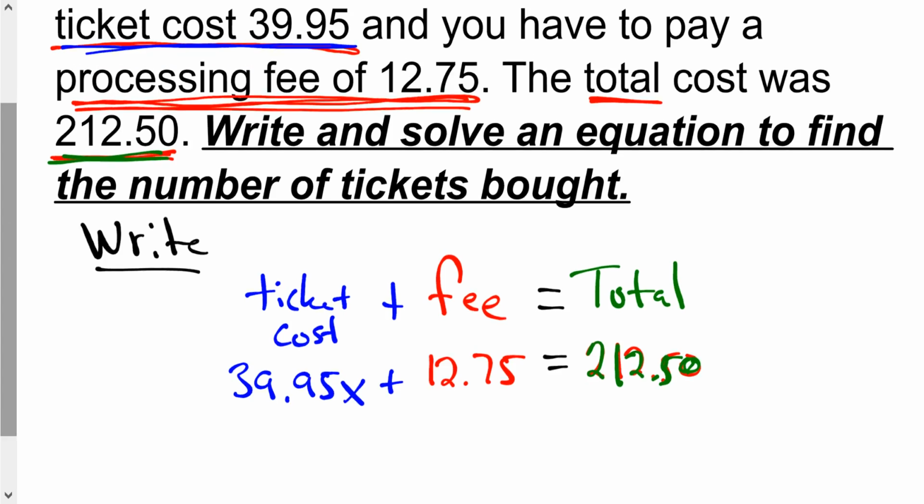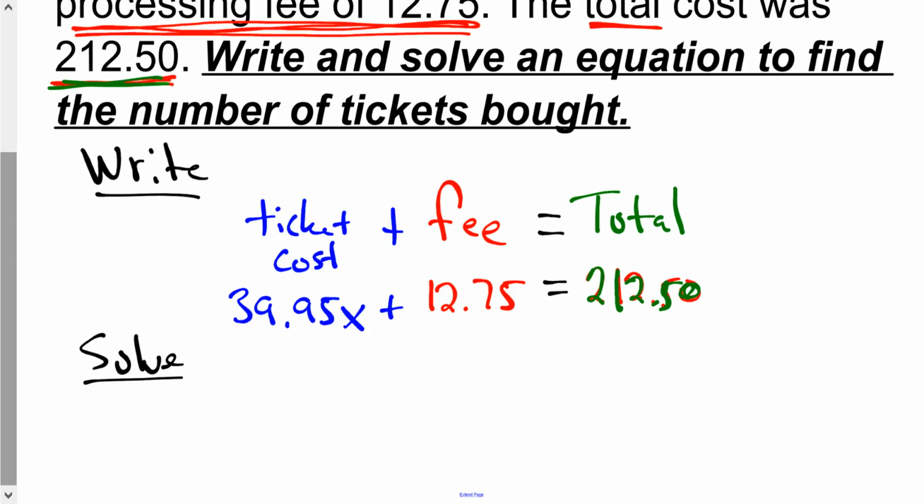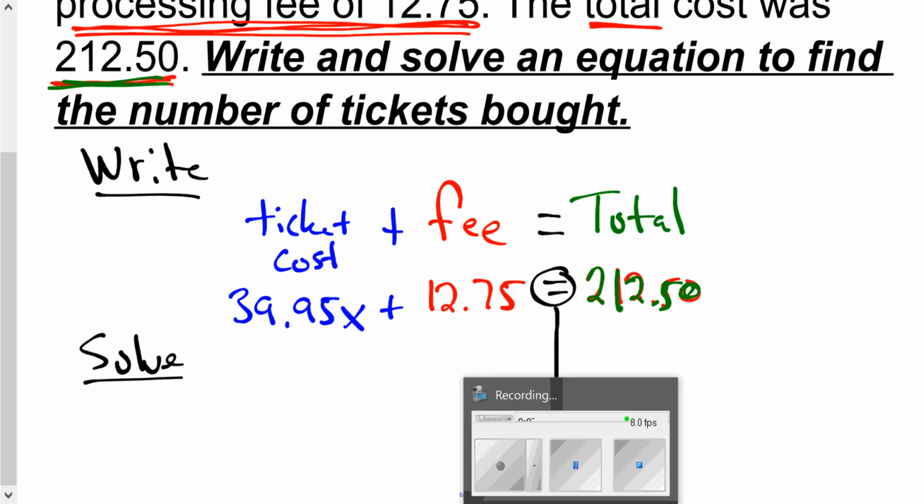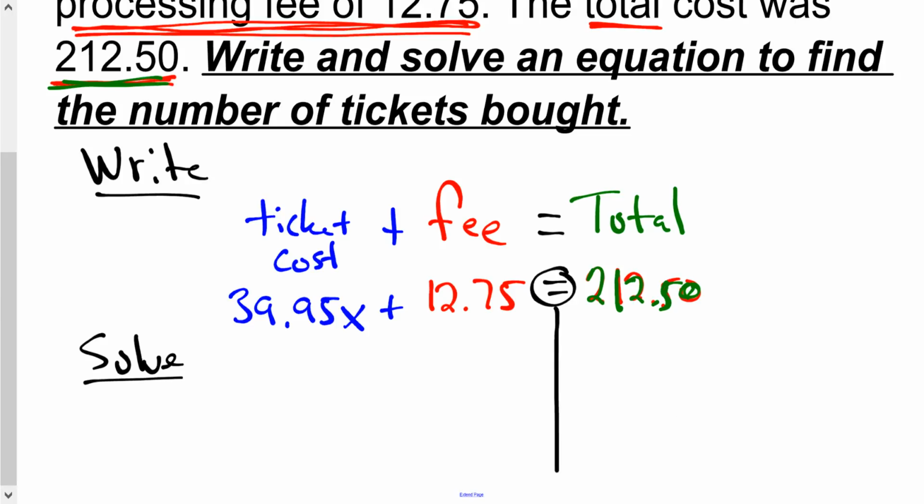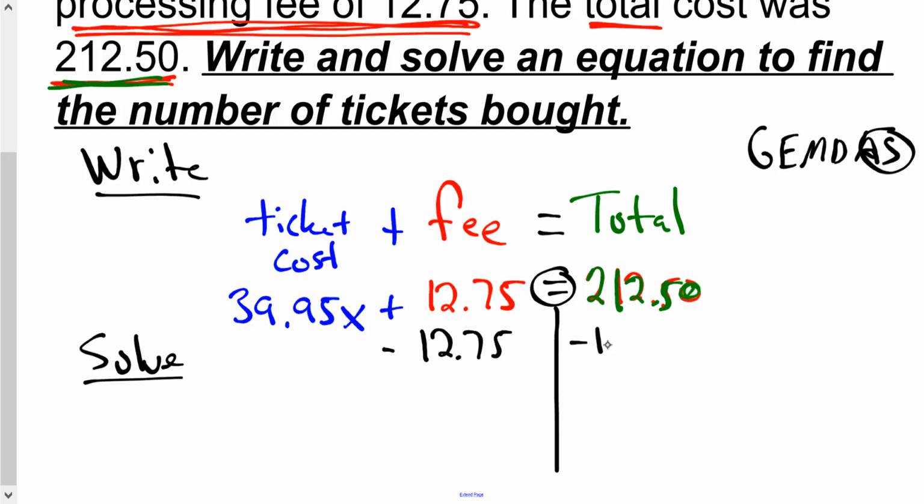All right, so where we left off, we have a ticket cost plus a fee here, and that total is $212.50. And so there's my equation. Now I just need to solve that equation, just like we did in the last 2 problems, or 3 problems. I'm going to start with a lollipop, and then I'm going to move on to using that GEMDAS. Remember GEMDAS? You can use this the rest of your math life. So we're going to start by undoing addition and subtraction. I see plus 12.75, so I'm going to do minus 12.75 from both sides.